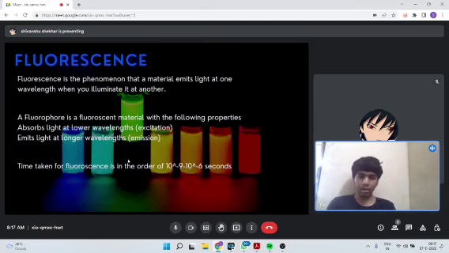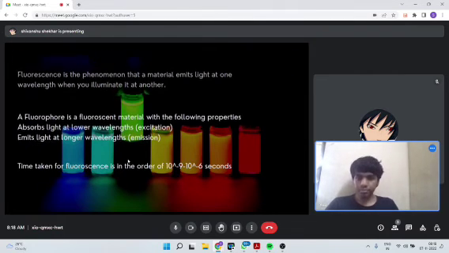So the materials that show these properties are called fluorophores or fluorescent materials, which have two basic properties. They absorb light at a lower wavelength, which is excitation, meaning lower wavelength here essentially means a higher energy, and then they emit light at longer wavelengths, which is at lower energies, and this is called emission. The time taken for fluorescence on average is about 10 to the power minus 9 to 10 to the power minus 6 seconds, which is almost instantaneous to some extent.